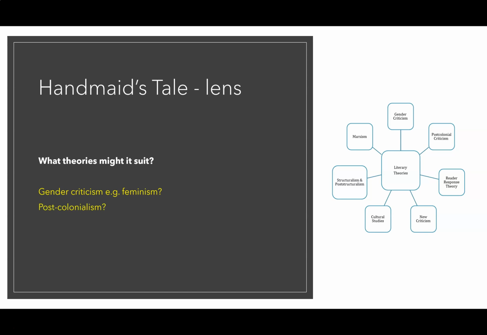You could look at it through a post-colonial lens, and look at the power structures that we find in Gilead and the process through which the state has arrived at its current organizational state, what the causes and the results were, but also who remains in power and who's no longer in power, and how those different groups are viewed by others.